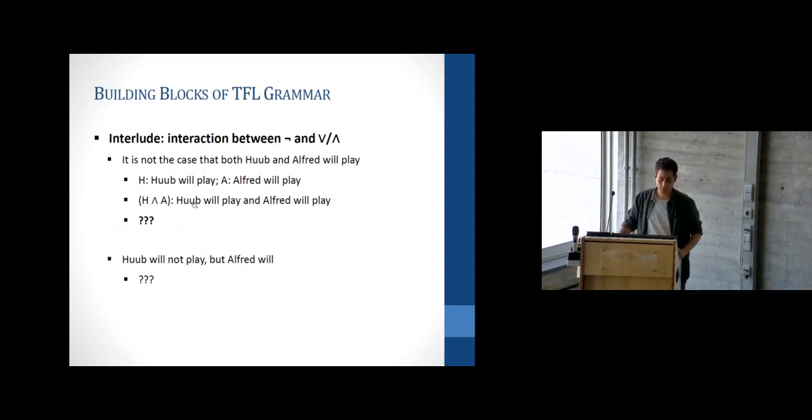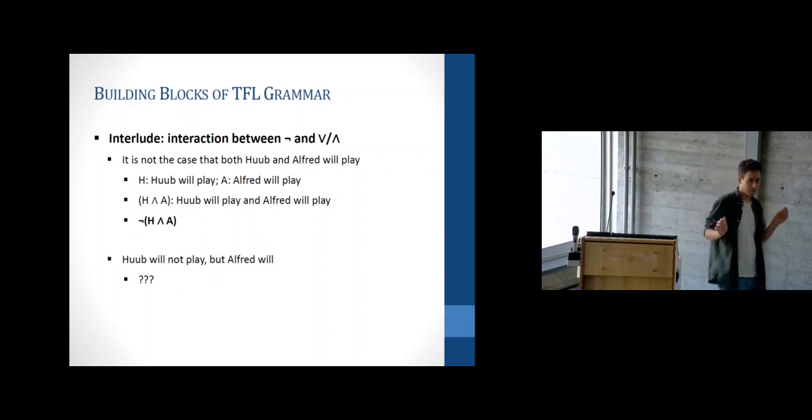So first I know that I can say Hoop will play and Alpha will play. That's a conjunction, I can write it down as H and A. So where would I put the negation now to get the sentence we started with? Yeah, outside of the entire conjunction. Now I negated the entire conjunction. I negated the claim that Hoop and Alpha will play.